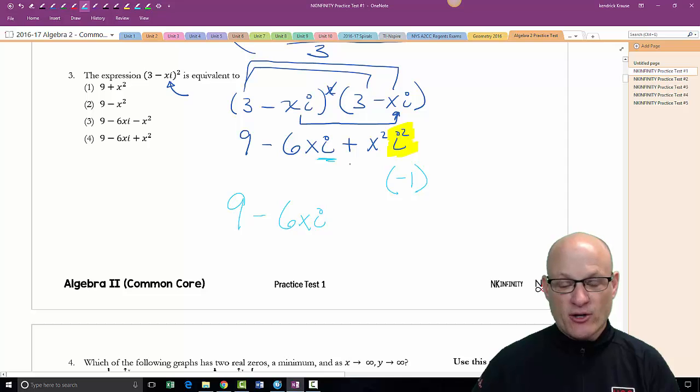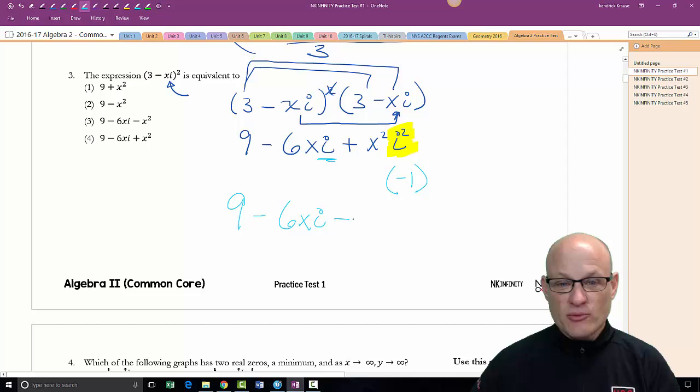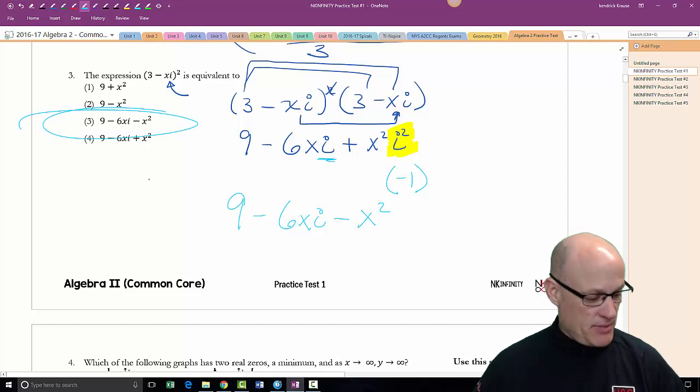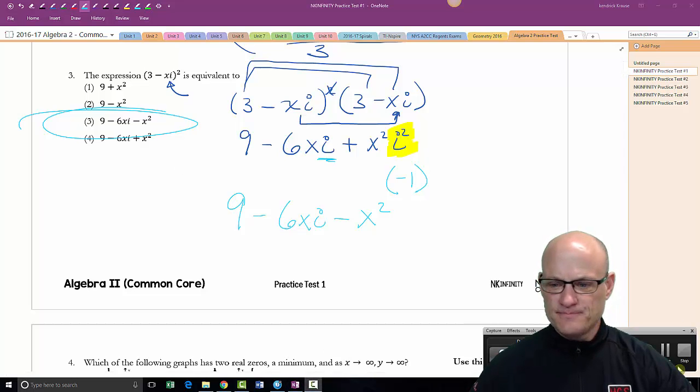Nothing to do with just a plain old i. It's just when you have higher roots of that. Minus x squared. All right, let's go on.